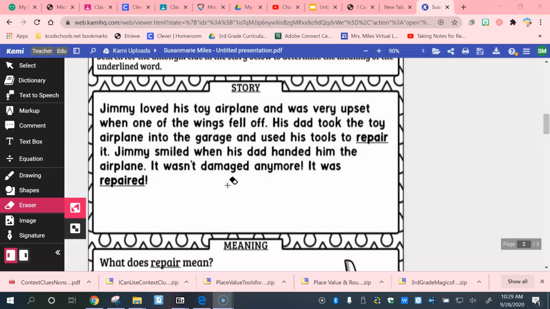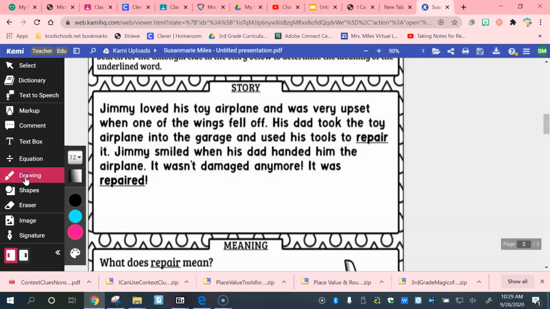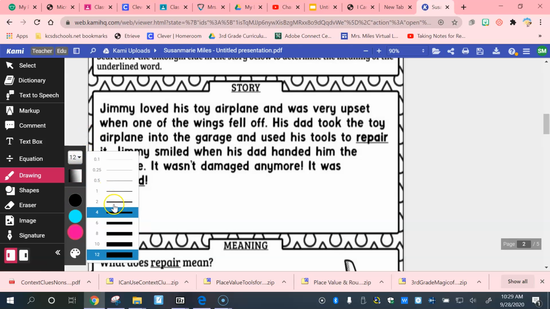So we're going to read the sentences before and after to talk about what repair might mean. His dad took the toy airplane into the garage and used his tools to repair it. Jimmy smiled when his dad handed him the airplane. It wasn't damaged anymore. So one word that sticks out to me is right here.